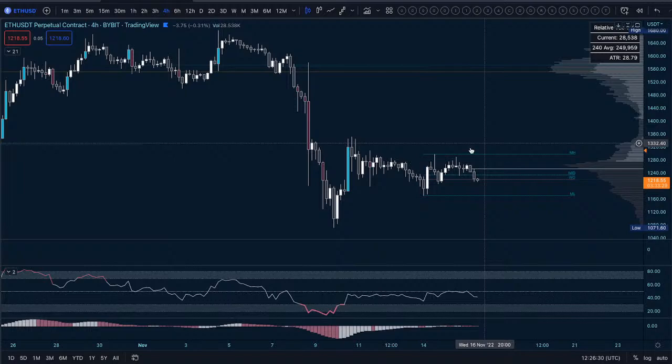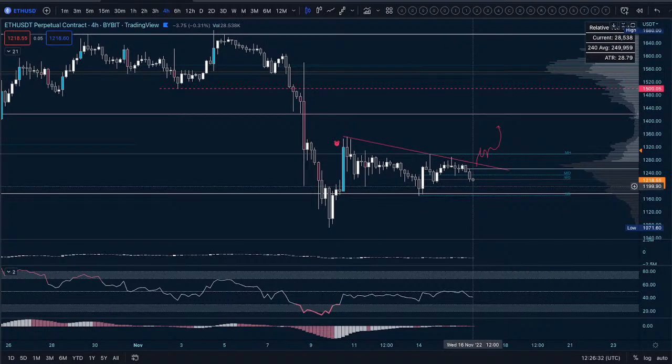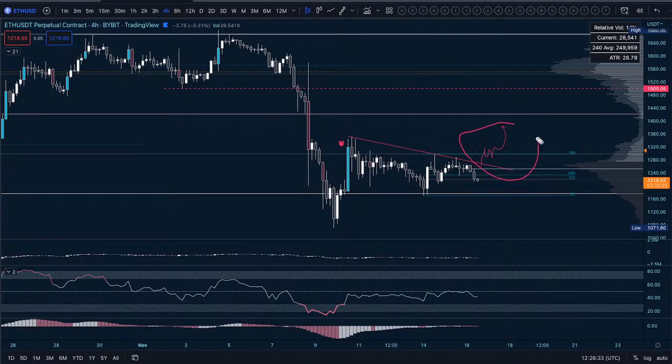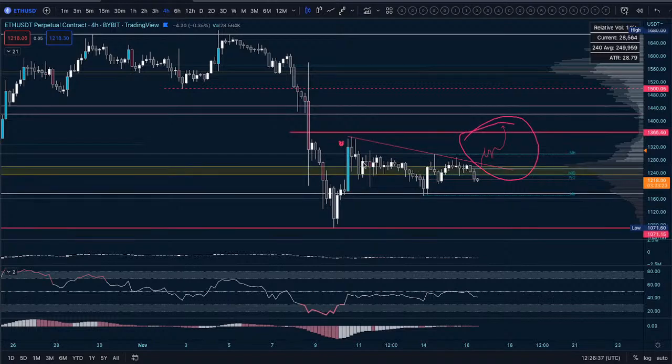ETH has the same situation. RSI looks poor. The only bullish scenario would be this. If it breaks above this level and holds, then I would look for these highs and potentially here. But until that happens, really I have no reason to long this.